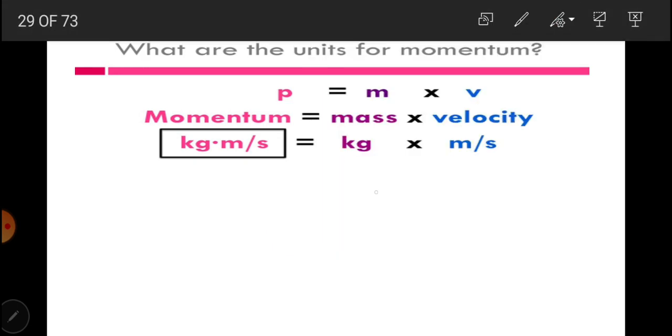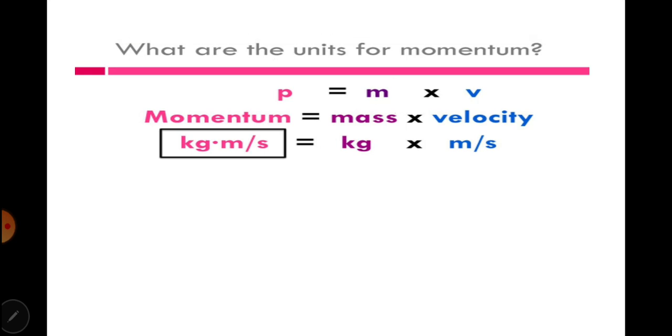Now, what is the unit of momentum? The unit of mass is kilogram. The unit of velocity is meter per second. So kilogram meter per second is the unit of momentum. Write it: kilogram meter per second.